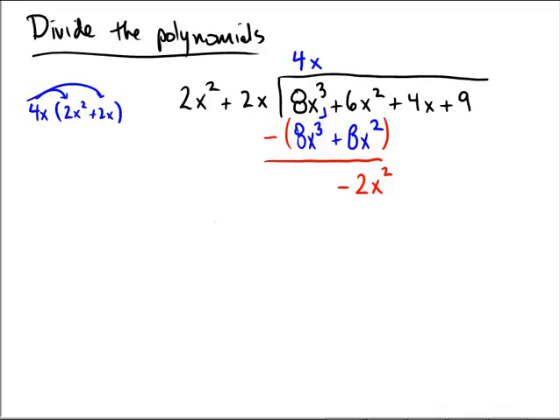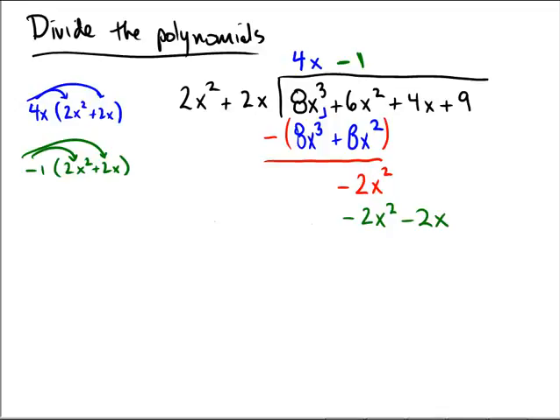Okay, so then we'll move into the next slot. What do we multiply 2x squared by to yield negative 2x squared? Well, we need to make it negative, so we're going to multiply by a negative 1. Negative 1 will then be multiplied against the 2x squared plus 2x quantity, which is a distributive property, and that's going to give us negative 2x squared minus 2x.